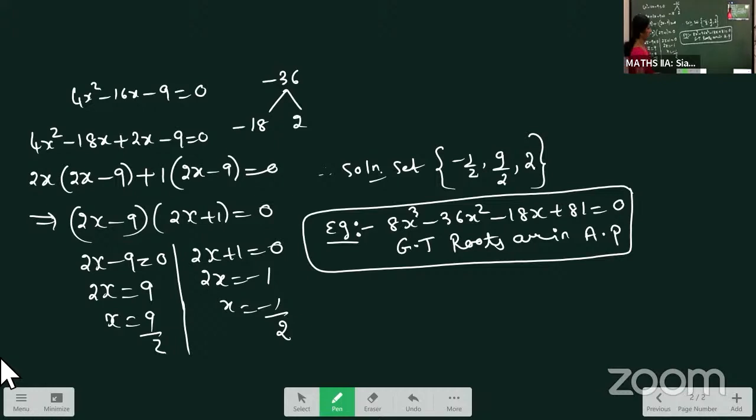The next one: if roots are in GP, then how? Before going to the GP question, I would like to explain the polynomial equation. A general polynomial equation means an equation of more than second degree. Here, mostly we will go for cubic equations or fourth degree equations in this chapter. A fourth degree equation is called a biquadratic equation. First we'll go for the cubic equation.